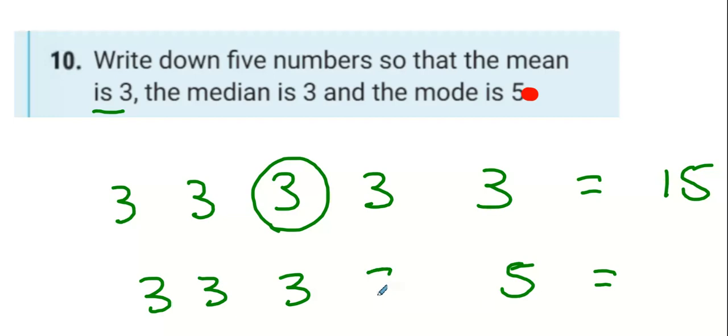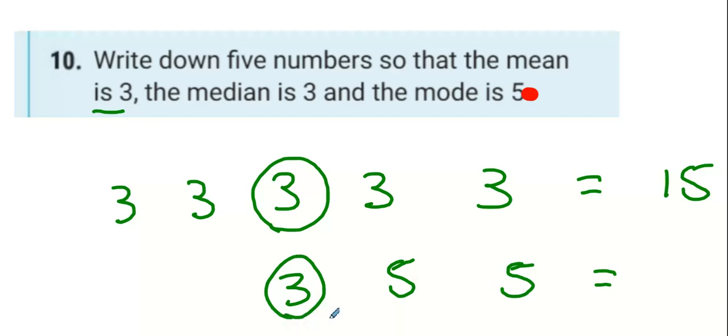Is the mode 5 now? No. Are you looking? What happens if I add in another 5? Is the mode 5 now? No. Now, would you agree at the moment that there's one 3, the 3 is the middle, and two of these are 5? What does the whole thing have to add up to?